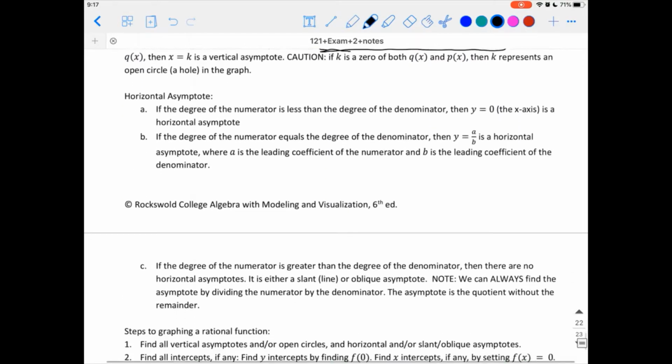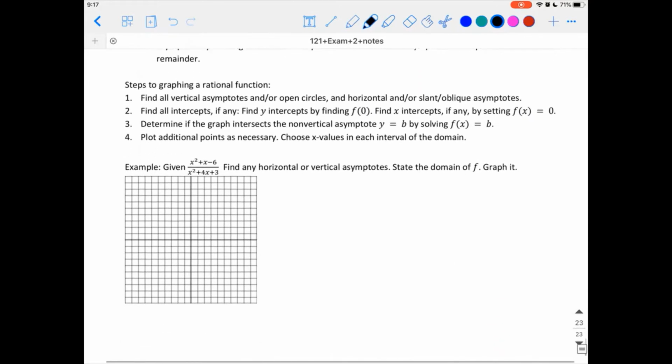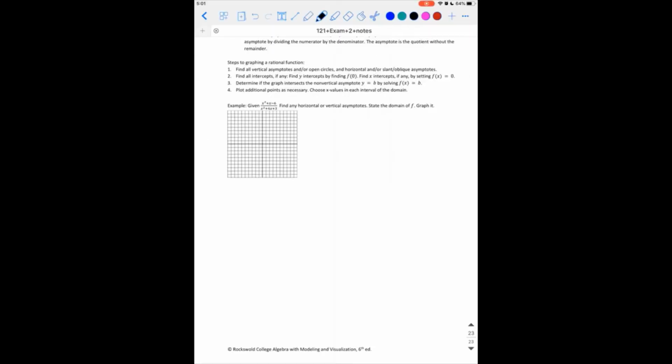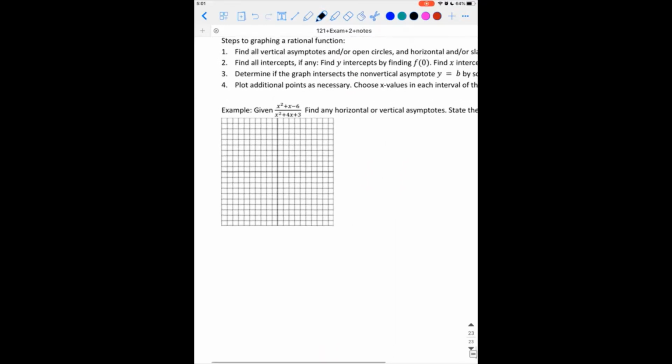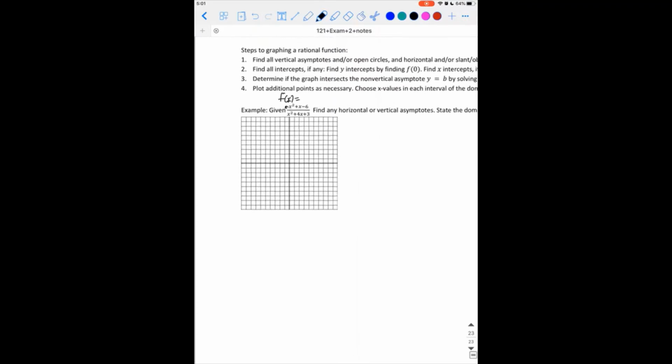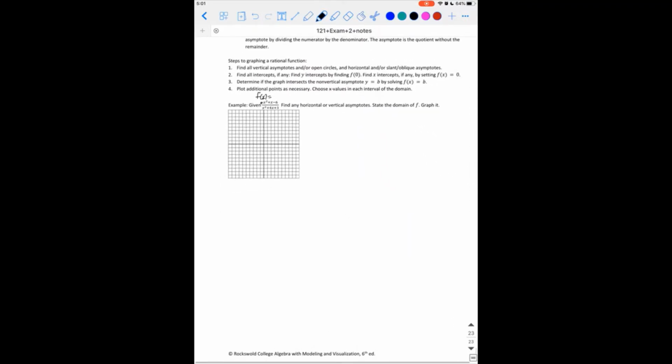So before I even do horizontal asymptote, let's analyze the vertical asymptote for this example here. Okay, so we have this equation, and I'm going to rewrite it here, or insert it. It's technically f of x is equal to this function.